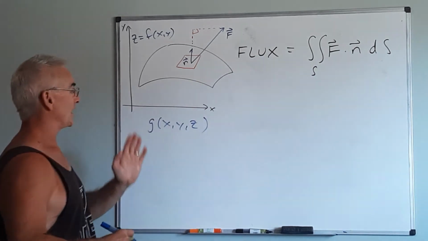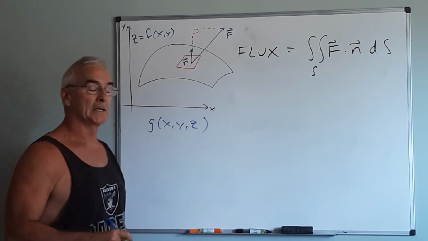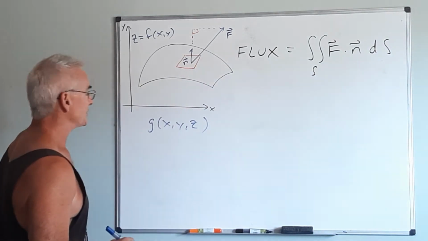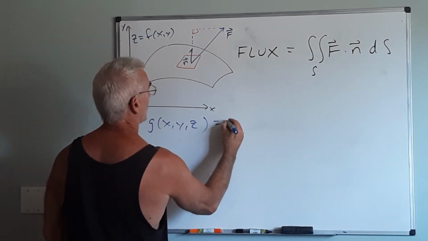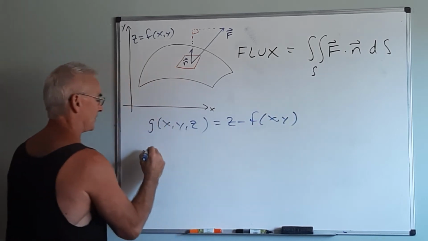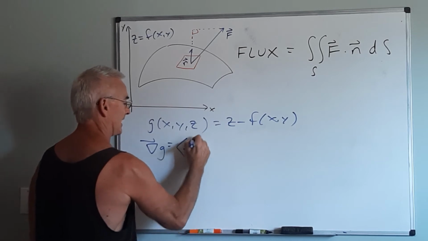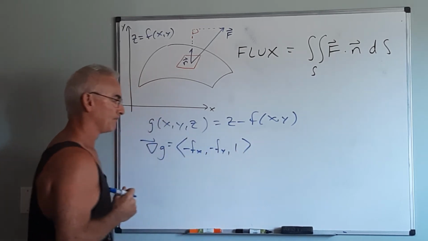If the normal vector points upwards, then I want the partial with respect to z to be positive 1. If the normal vector points downwards, I would want it to be negative 1. And that will always determine the order of subtraction. Since my vector is pointing upwards, we will write this as z minus f of x, y. Then the gradient of g would simply be negative f_x, negative f_y, positive 1.